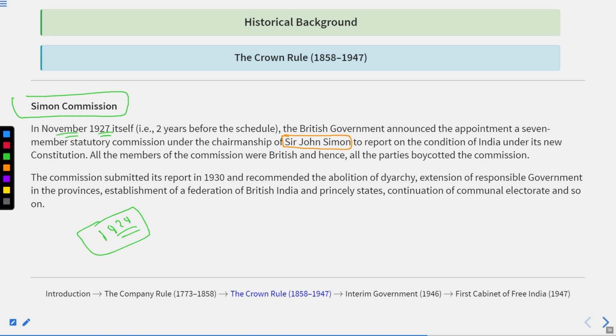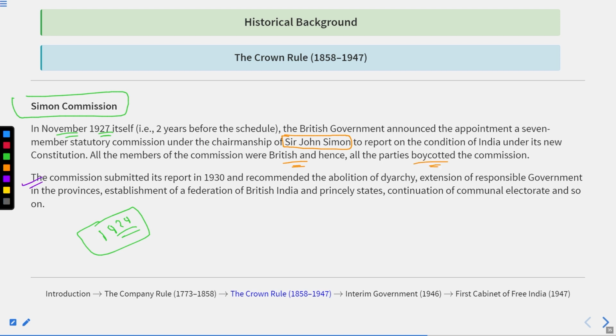All the members of the commission were British and hence all the parties boycotted the commission. Like what happened in 1919, whatever provisions they had provided actually backfired on the British interest in India. Okay, the British were thinking that these provisions would bring glory to them, but in actuality, the Indian majority blamed them for the failure of their various provisions made for their own interests. So that's why they appointed the Simon Commission in the name of checking Indian conditions, but they put only British members in it and there was no Indian. So that's why the parties boycotted the commission.